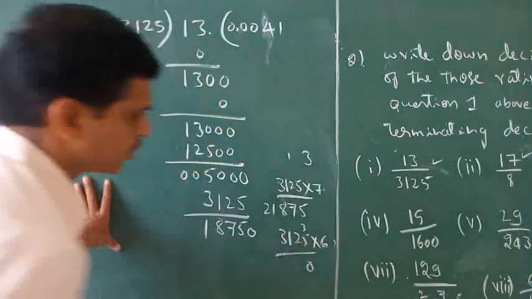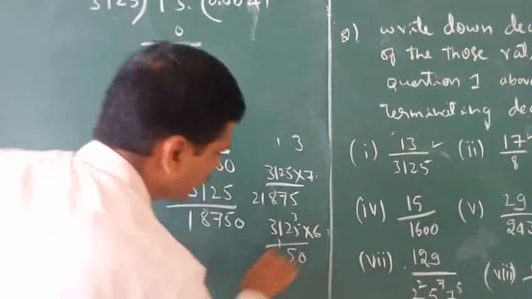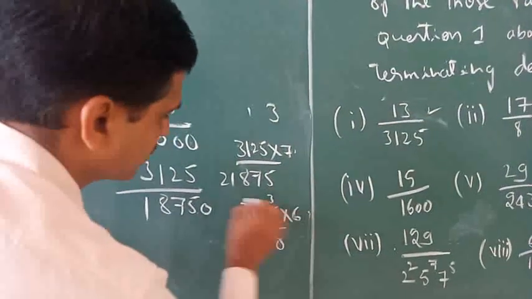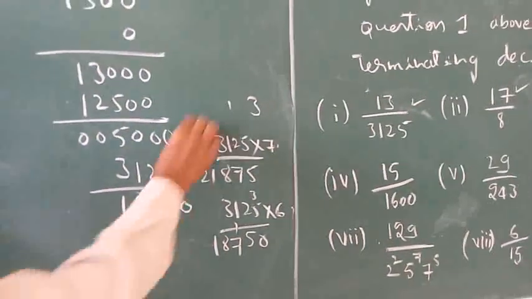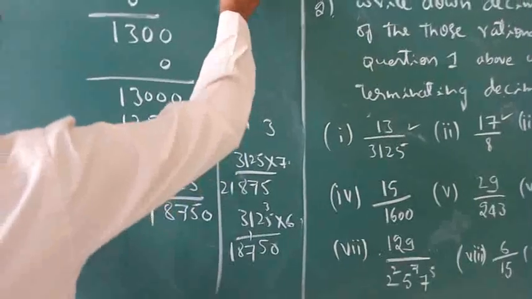So 3 carry, 6 2s are 12, 12 plus 3, 15, 1 carry, 6 1s are 6, 7, 6 3s are 18. Yes, the exact answer came. So that is why it is divided.